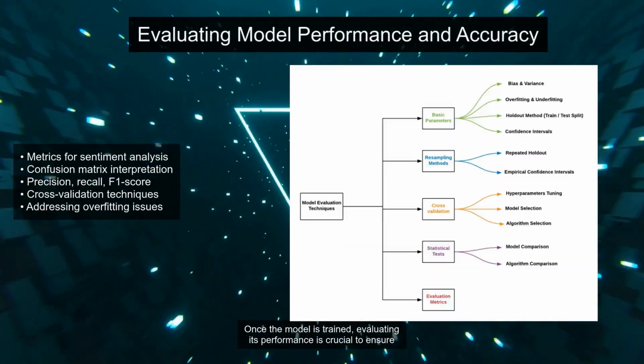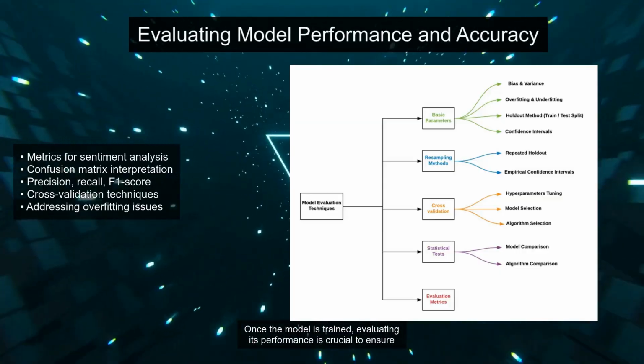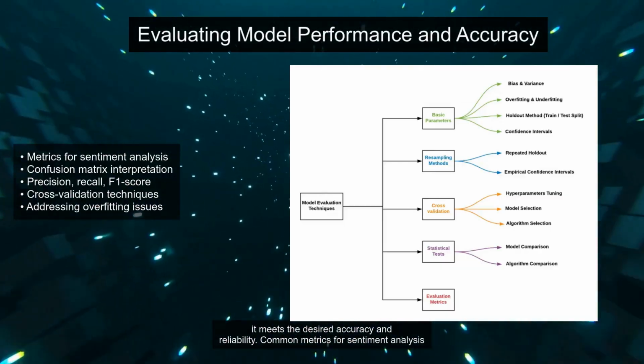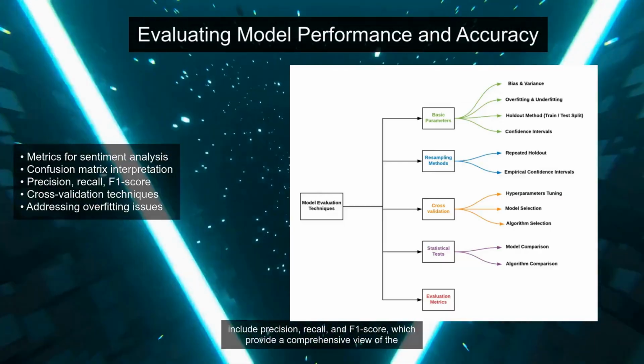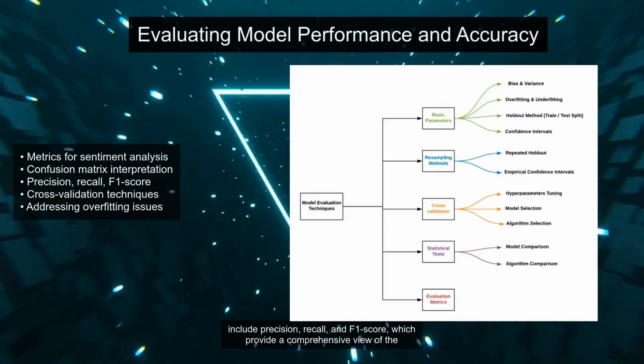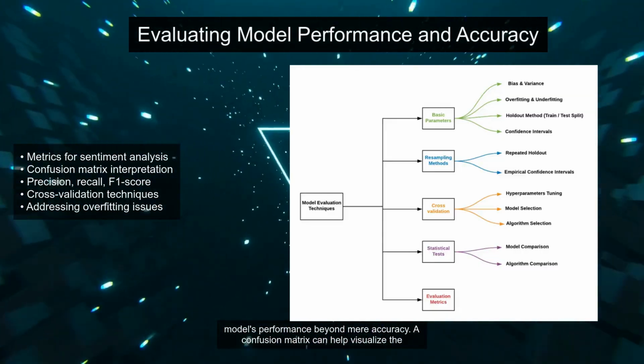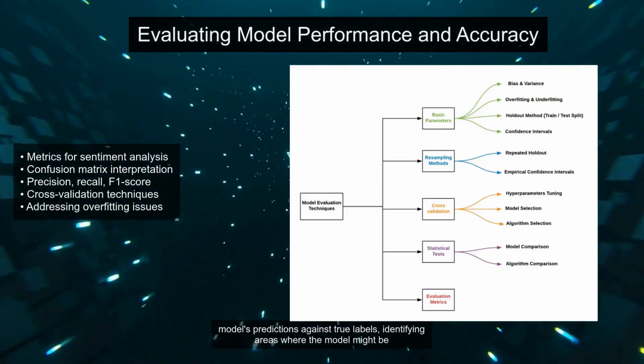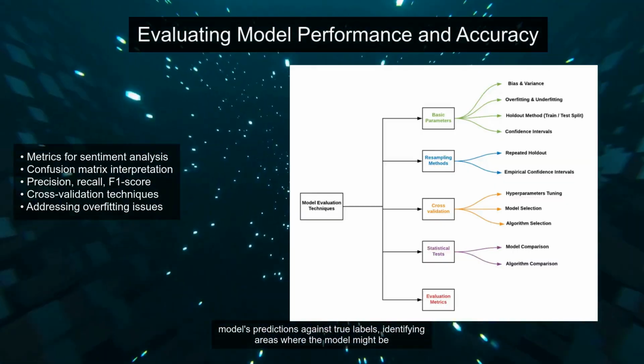Once the model is trained, evaluating its performance is crucial to ensure it meets the desired accuracy and reliability. Common metrics for sentiment analysis include precision, recall, and F1 score, which provide a comprehensive view of the model's performance beyond mere accuracy. A confusion matrix can help visualize the model's predictions against true labels, identifying areas where the model might be misclassifying sentiments.